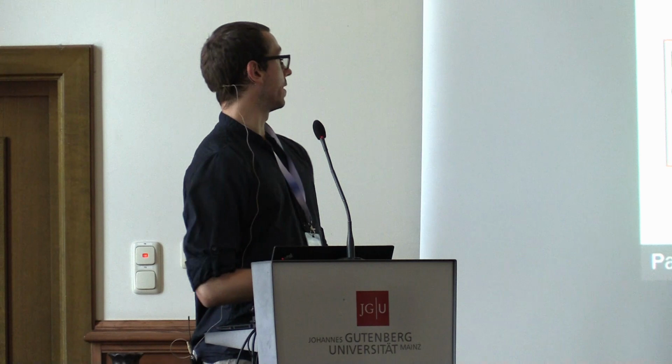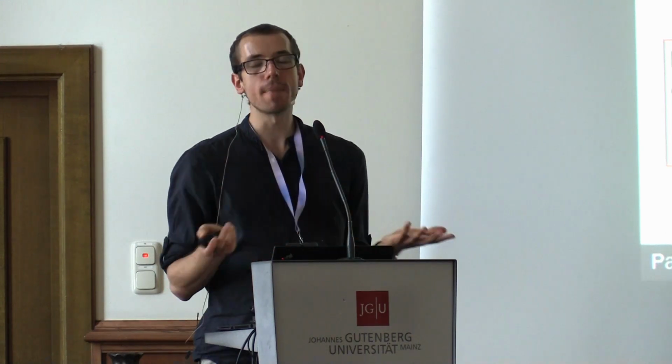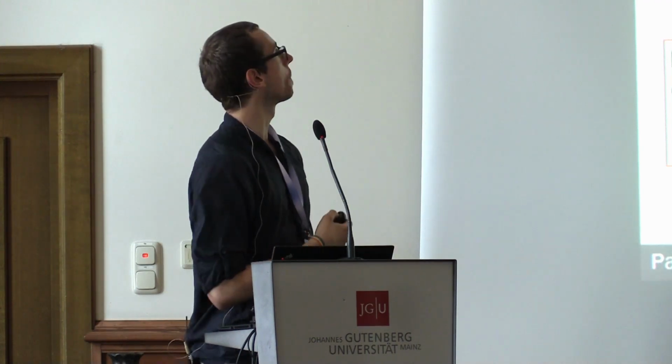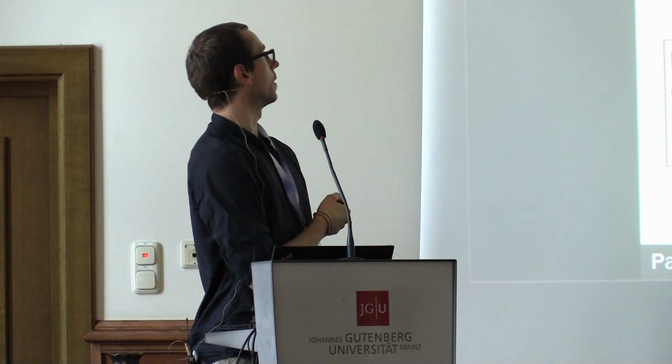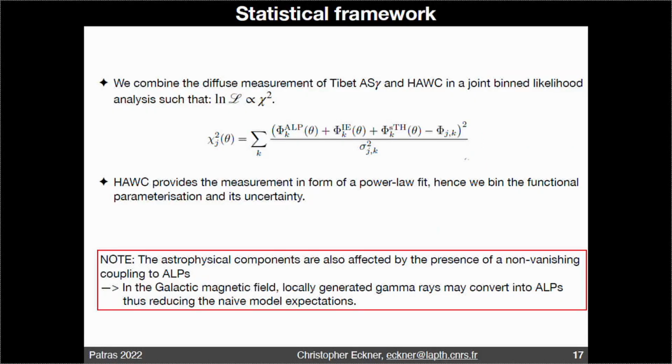Okay, how do we fit the data? The data is fit in a very simple manner. It's simply a chi-square fit in the end, given by that. Just to say that the HAWC collaboration provides the measurement in terms of a power law, so it's not bins. For this kind of analysis, we want bins, so we first bin the data. Okay, well, that's trivial in the end.